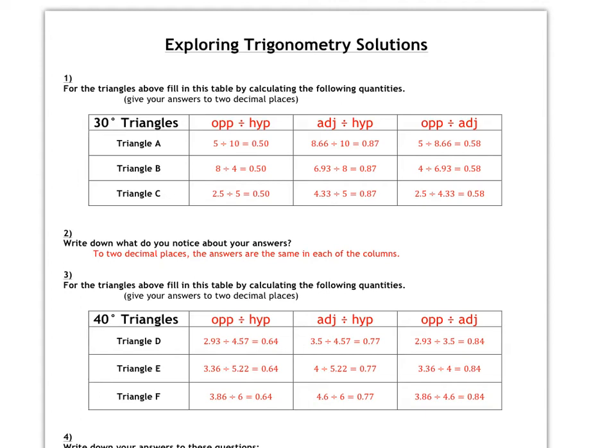Let's go over the answers to the first couple of pages of this worksheet. So in this first table here, you should have seen that after rounding, the answers in each of these columns are the same. And if we'd had the most precise triangles, they would have been exactly the same. In the second table, you would have noticed that the answers in each of the columns are the same, but now they're different to what they were in the 30-degree triangle.